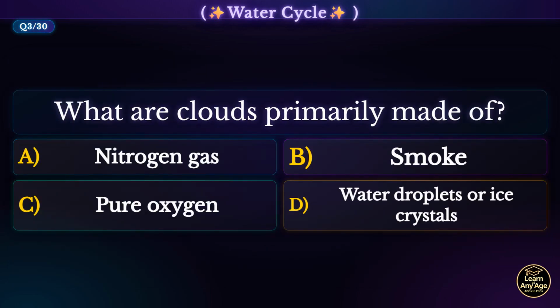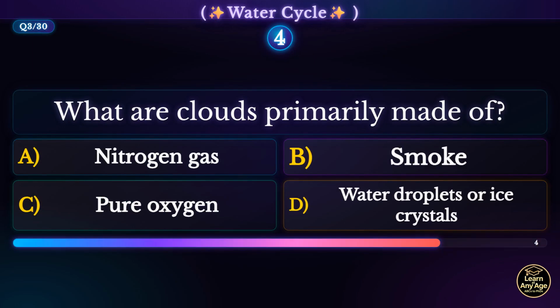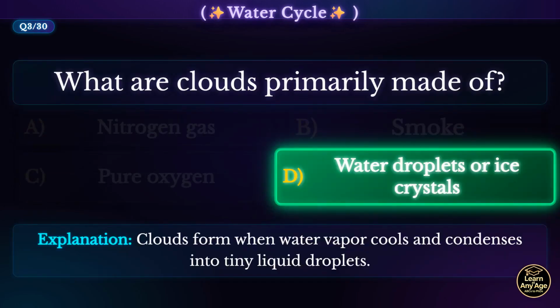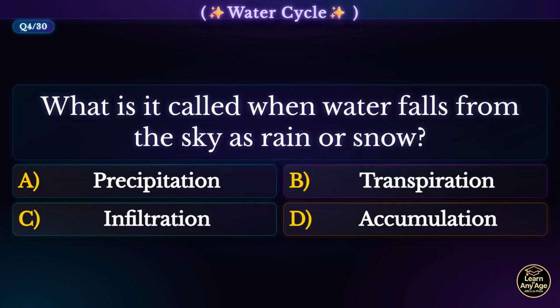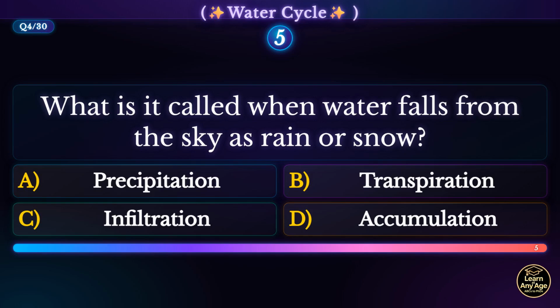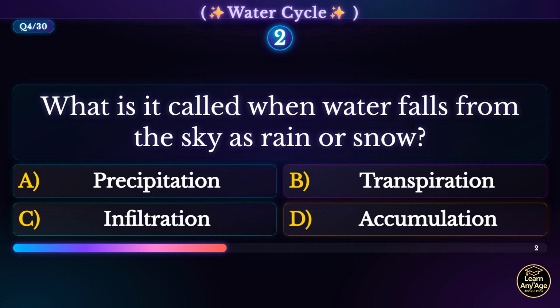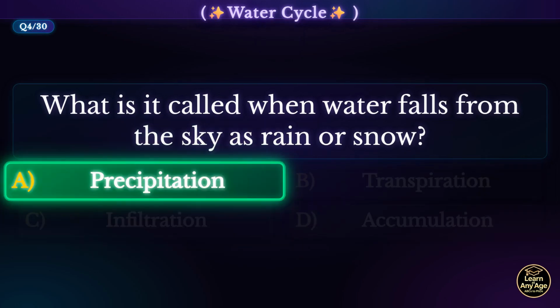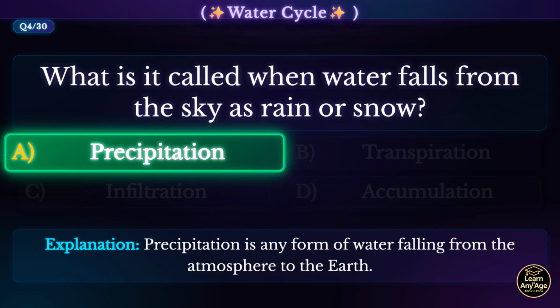What are clouds primarily made of? Water droplets or ice crystals. Clouds form when water vapor cools and condenses into tiny liquid droplets. What is it called when water falls from the sky as rain or snow? Precipitation. Precipitation is any form of water falling from the atmosphere to the earth.